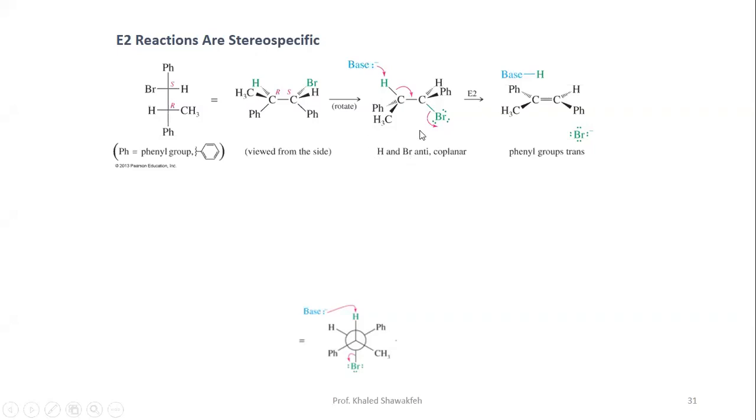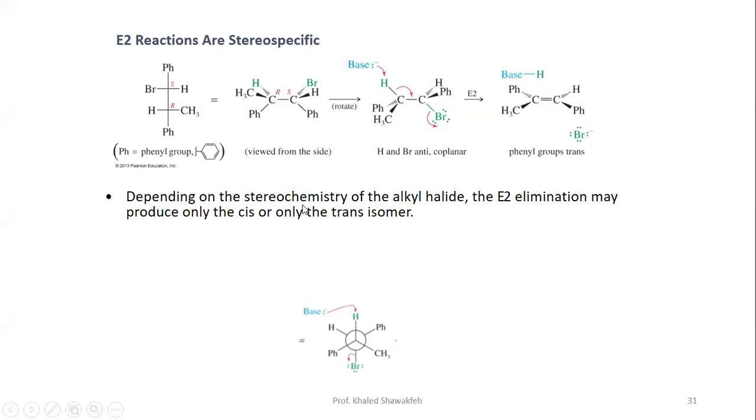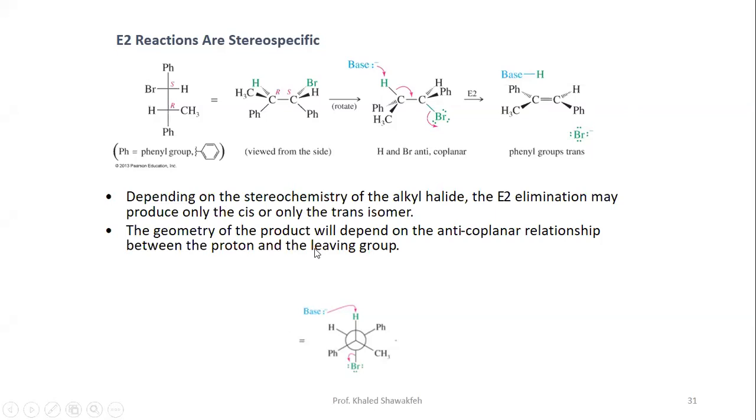لازم يكون الهيدروجين والبي آر an anti-periplanar. In this scenario, as you see, الفينيل مع الفينيل is trans. فراح يضل الفينيل مع الفينيل groups are trans to each other. So I can know the stereochemistry of the product whether it's a trans or cis أو E ولا Z من الستارتنج ماتيريال الأورينتيشن تبعتهم. So depending on stereochemistry للألكيل هلايد, the E2 may produce only cis or may produce a trans type of isomer. The geometry of the product depends on anti-coplanar relationship بين الهيدروجين وبين الهالوجين as a leaving group. Most E2 reactions go through an anti-coplanar transition state.